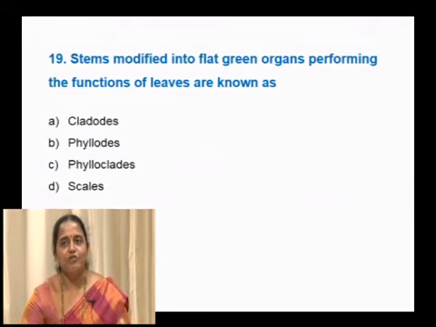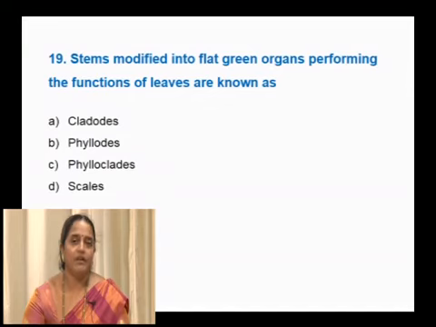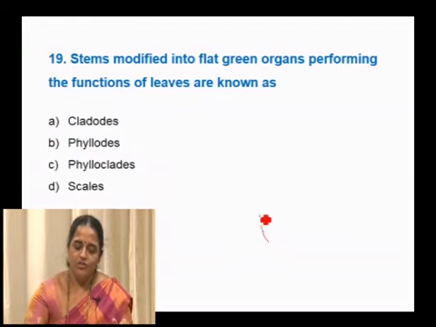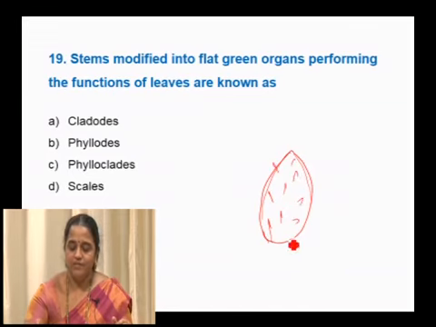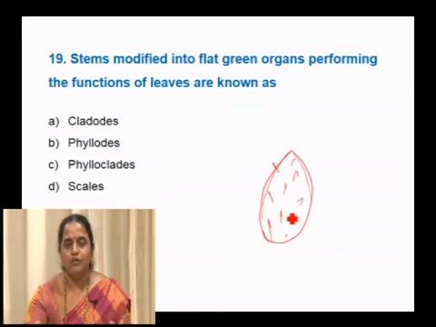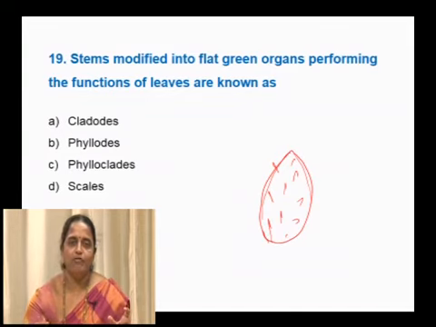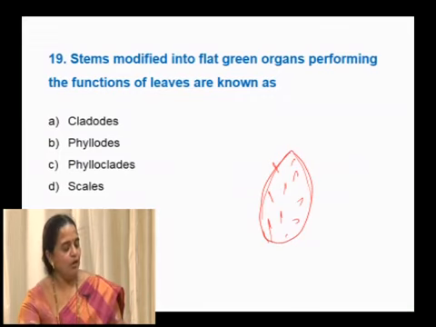The stem modified into flat green organs performing the functions of leaves is known as cladode, phylloclade, or scales. Just before that, I told you Opuntia has a flat stem on which the spines are arranged. These are modified leaves to reduce water loss during transpiration. As the leaves are modified into spines, the stem has to start performing the function of photosynthesis. So, these stems remain green and flat, having succulent tissue inside, and these are called phylloclades.